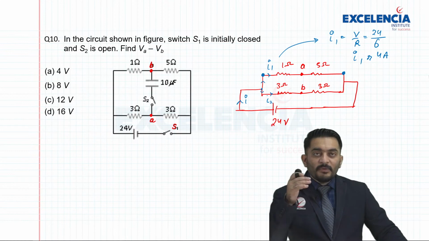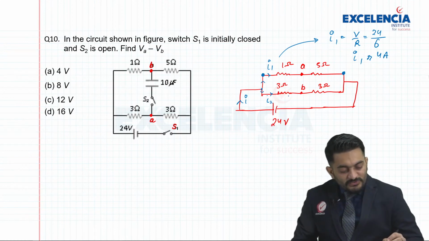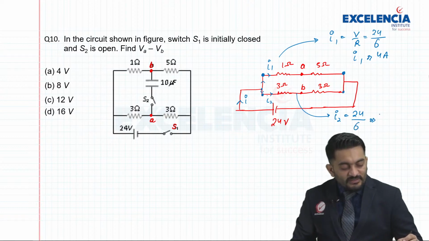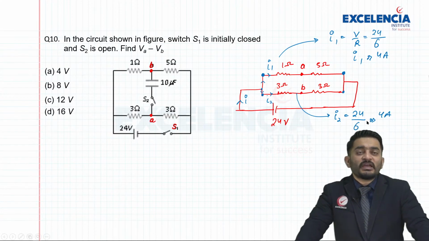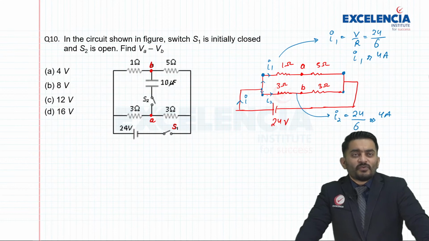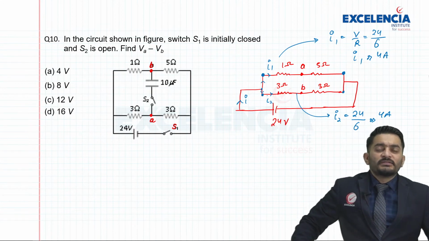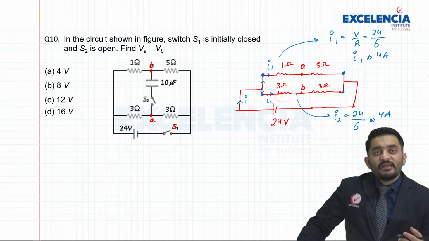Okay, this means in the upper arm the current flowing is 4 amp. A similar technique can be used to calculate the current I2. For I2 again the voltage is 24, and in this arm the total resistance is also 6. So the value of current will not be different, because both arms have the same resistance. Whatever current you have has been divided equally into two parts. So the total current coming out of the battery is 8 ampere.